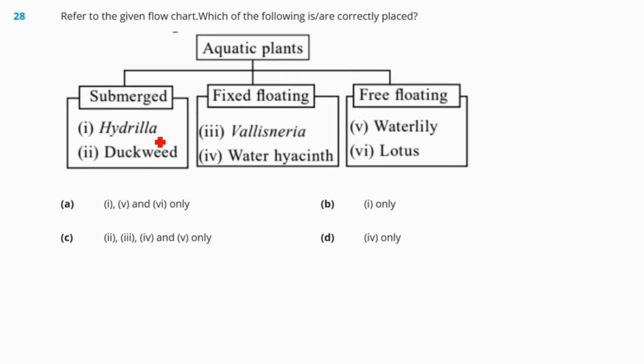Submerged plant: hydrilla and duckweed. This is correct. So this is the only correct. Duckweed is not submerged. Hydrilla is only submerged. Okay. So this is the only correct one. So B is the correct answer.